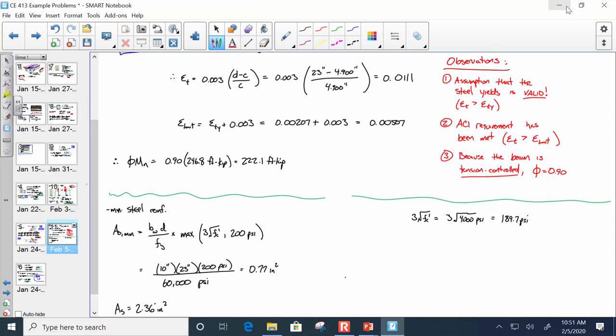So we'll say ACI requirement met, because we provided way more steel than that limit. More often than not, that will be the case. We usually will not have a design scenario where we have to worry about that, but you still need to check it, especially in scenarios where your beam just isn't seeing that much load. Sound good?